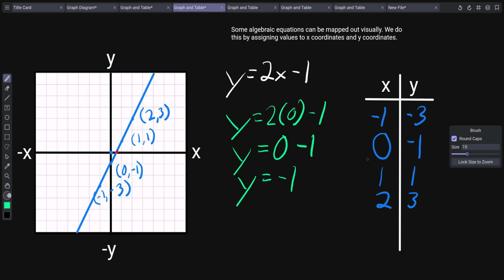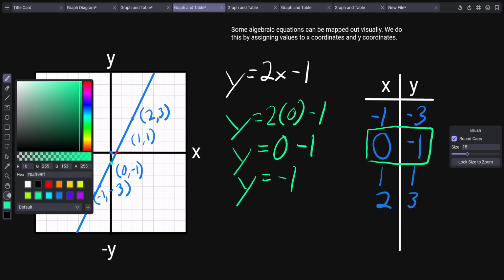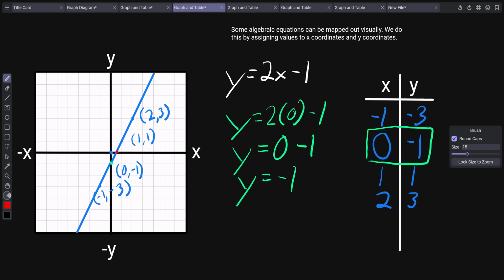And if you look closely, that's what we had here. So this point is the y-intercept because this is where it touches the y-axis. So the point I marked in red is the x-intercept, and the point I marked in this green color is the y-intercept.